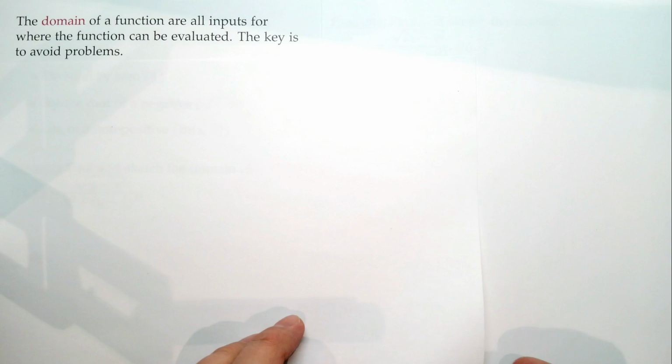Does anybody know one thing that we should always avoid when we're writing an equation down? Yeah, never divide by 0. So if there's any point in my domain where the denominator is 0, that's it. It's not going to work. So it can't be in my domain. Anything else?